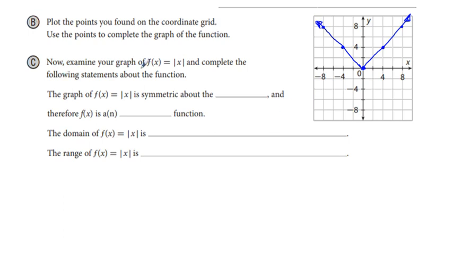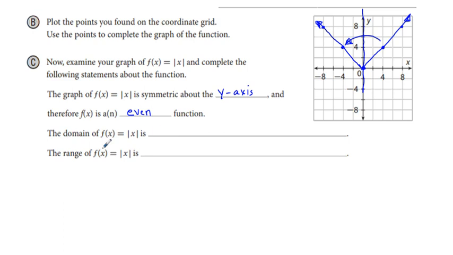Now, examine your graph of f of x equals absolute value of x and complete the following statements about the function. The graph of f of x equals absolute value of x is symmetric about this y-axis here. I'm drawing this vertical line along the y-axis. So we have symmetry about the y-axis, and therefore f of x is an even function. We've talked about this a little earlier in this class.